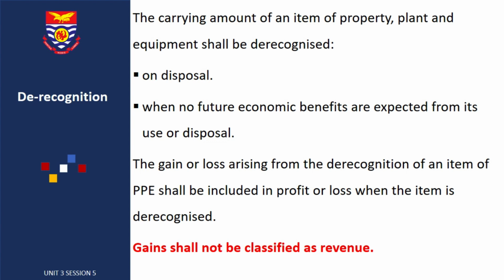Remember, the gain that you are recognizing here shall not be classified as revenue. You get revenue from your core operations of the business. You are not into the business of disposing assets. So if there is any gain as a result of the derecognition, you don't classify it as what? Revenue. You send it as a gain, a separate line item to the income statement.